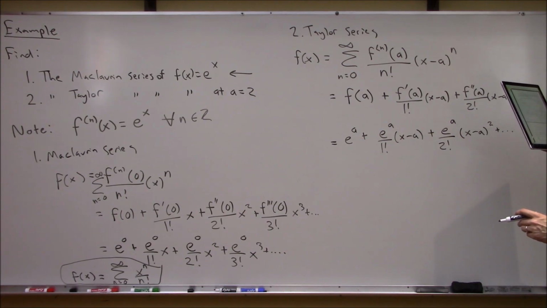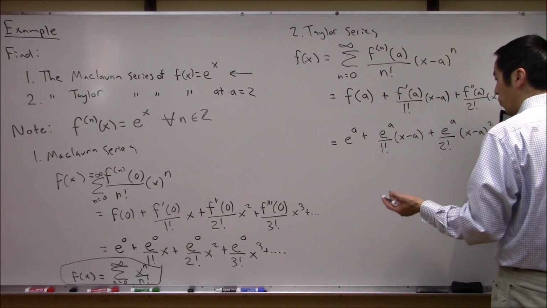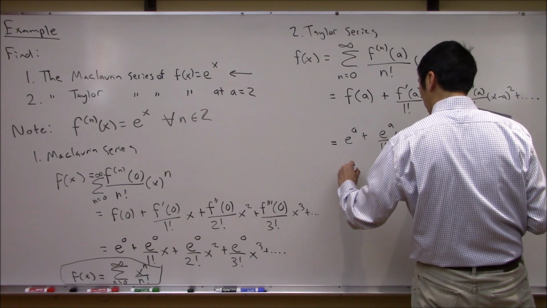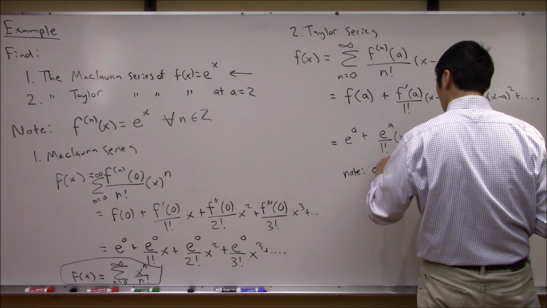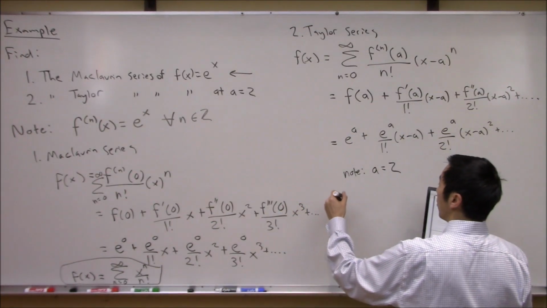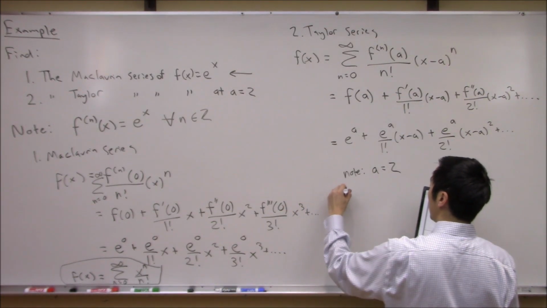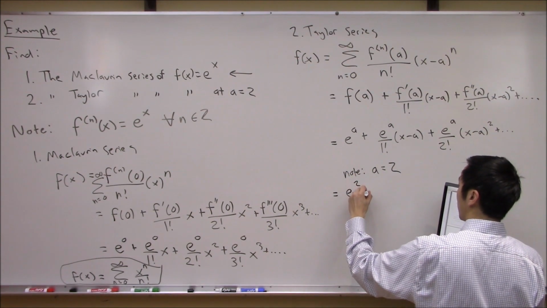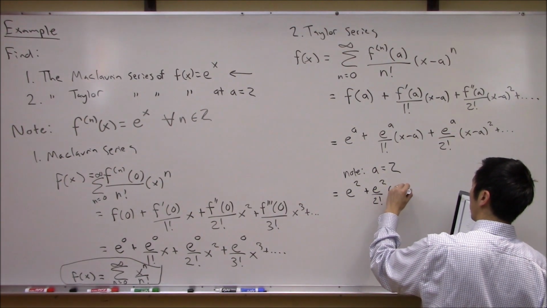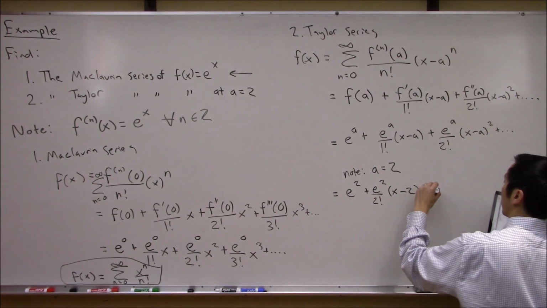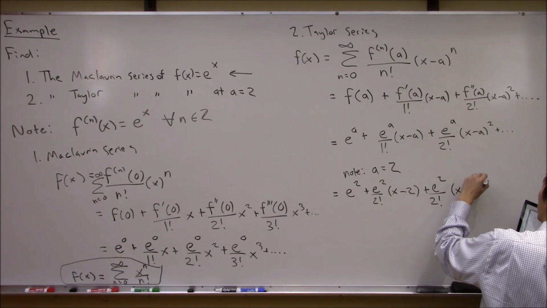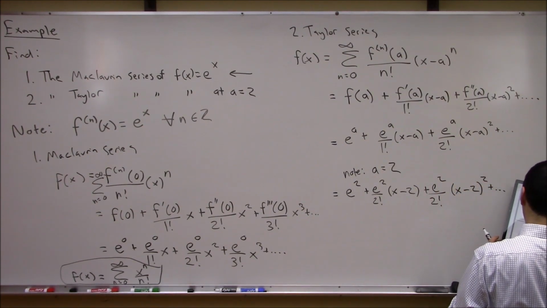Okay, so now I guess what we could do is plug in our expansion point a. Note that we know a is equal to 2. That was the expansion point that I'm interested in, okay? So now, this just becomes e to the 2, right? Plus e to the 2 all over 1 factorial x minus 2, right? Plus e to the 2 all over 2 factorial x minus 2 squared plus etc., etc., etc., right?